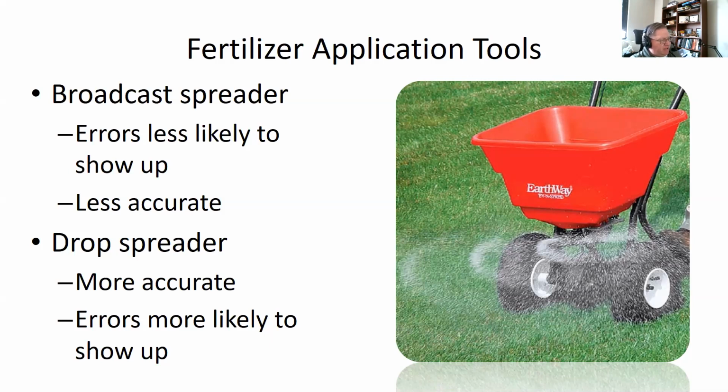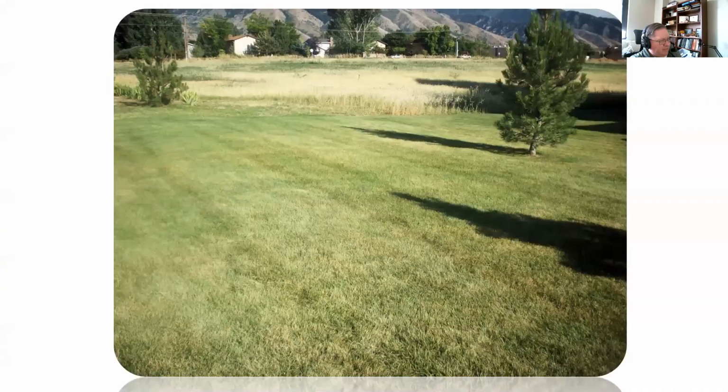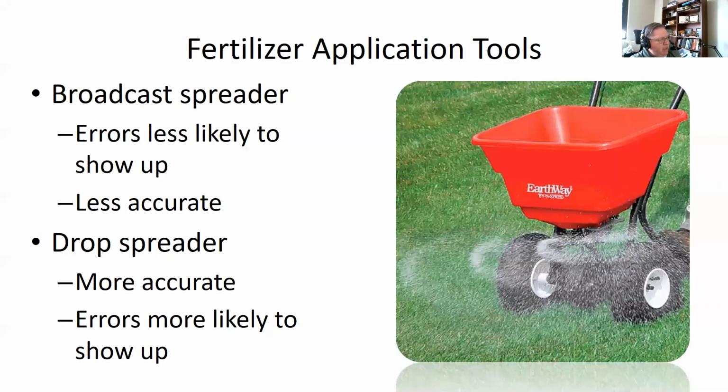The drop spreaders, and I thought I had pictures in here of all this. Maybe I don't. No, okay. So the drop spreader is the one that you would just push forward that drops the fertilizer straight down. Those are useful for park strips and things, but if you miss, it's very, very obvious.